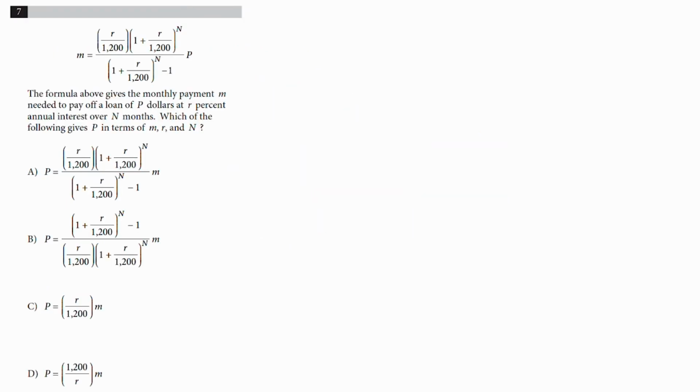Which of the following gives p in terms of m, r, and n? At first blush, this looks like an intimidating problem, but it actually requires only a single algebraic step. Let me start with a simpler example. Suppose we have that m is equal to 3/5 p, and we want to solve for p. We're not going to divide by a fraction. Instead, we're going to multiply by the reciprocal of 3/5, which is 5/3, and that leaves us with p equal to 5/3 m.